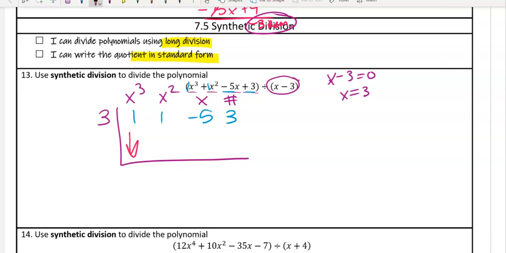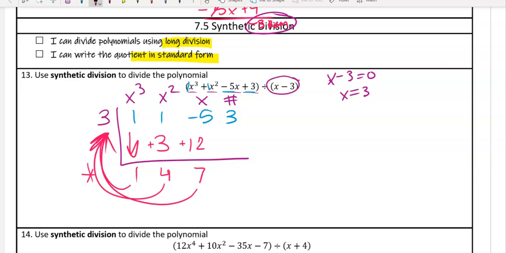Our first step is to bring this 1 down. Now we have 1 times 3, which gives us a 3. Then we say 1 plus 3, which is 4. And then we multiply by 3 again. 4 times 3 is 12. Negative 5 plus 12 gives us a 7. And we go back into multiplying. 3 times 7 is 21. 3 plus 21 is 24.